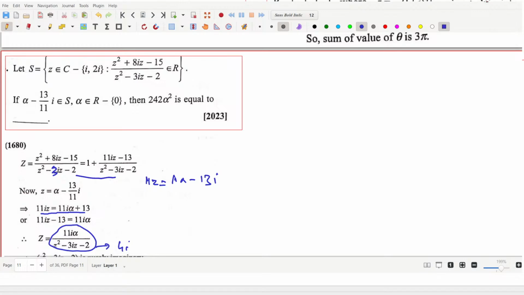Similarly, we'll try omega power 1985 plus omega power 100 plus 1. This is getting equal to 0. You can try omega square also, so that also will satisfy. So that's why we have two common roots. Which roots? Omega and omega square. Understood? Clear now? Okay, very good.